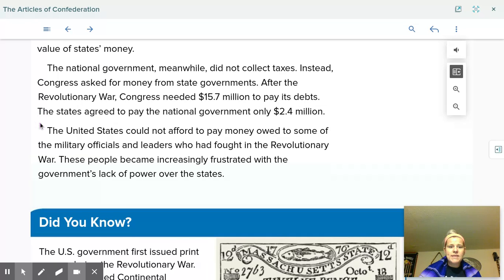The United States could not afford to pay money owed to some of the military officials and leaders who had fought in the Revolutionary War. These people became increasingly frustrated with the government's lack of power over the states.